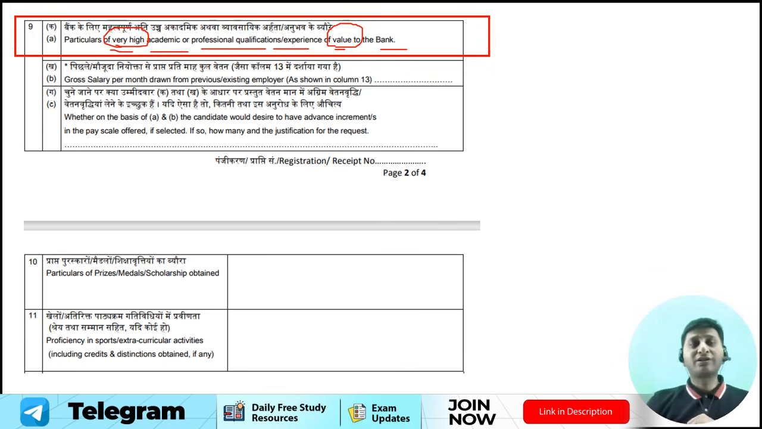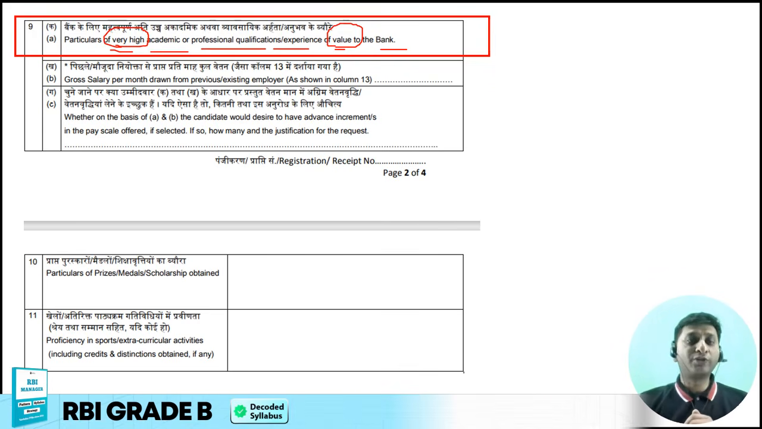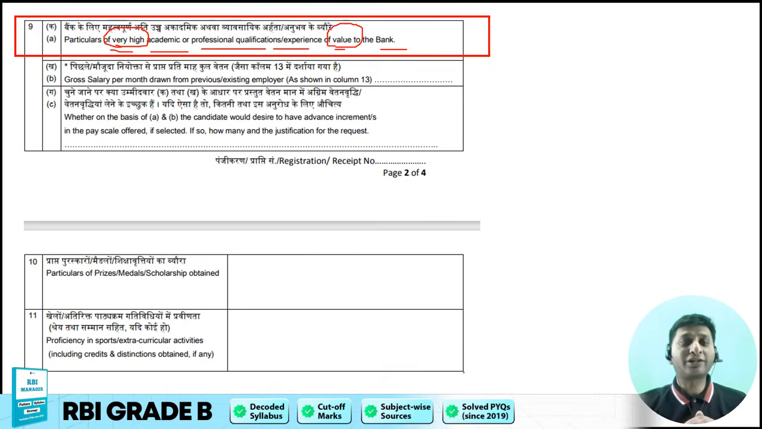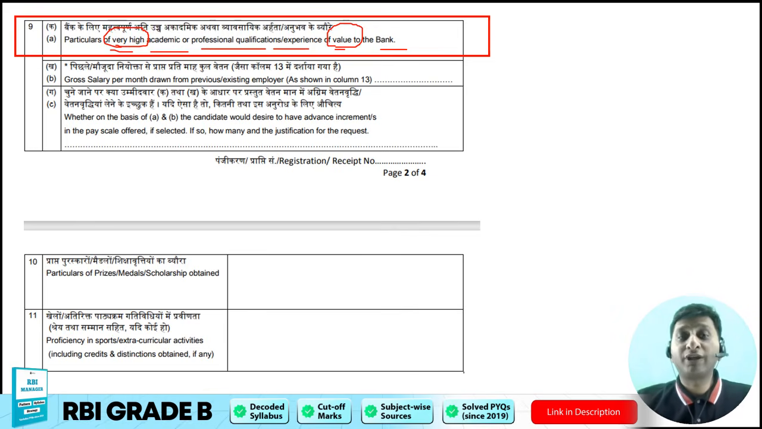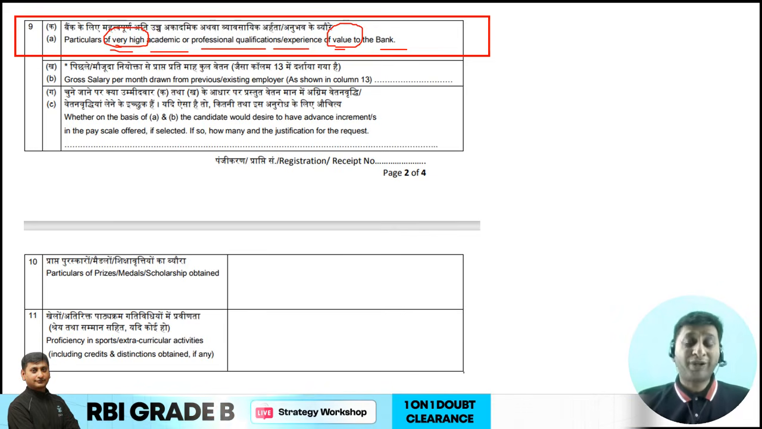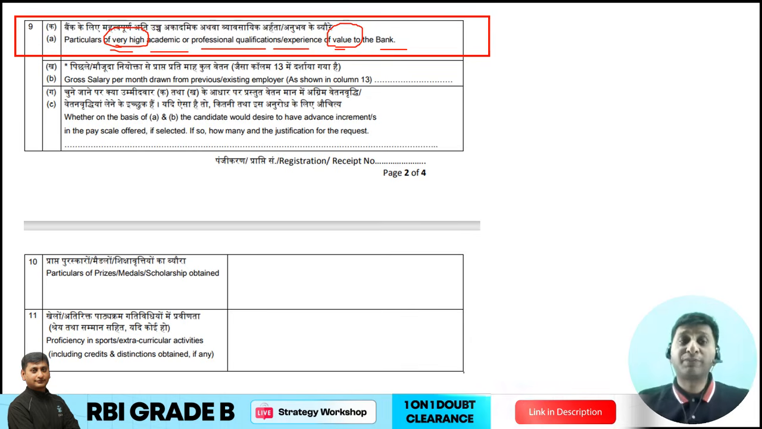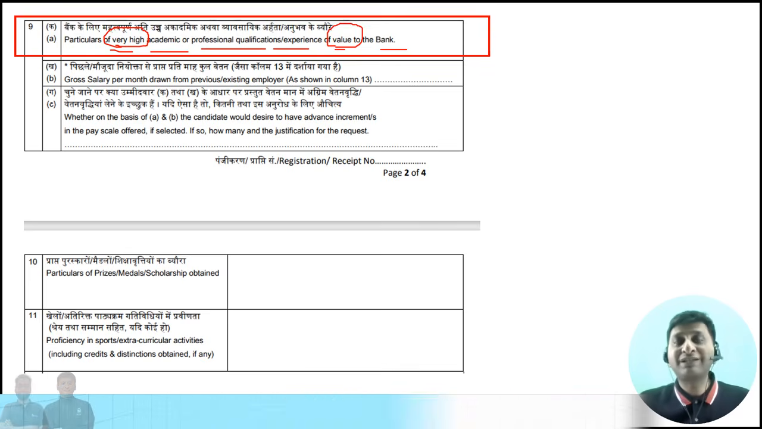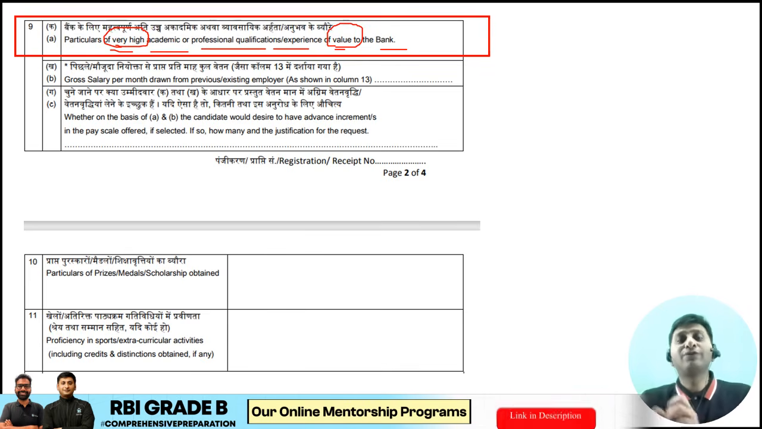So here you cannot just mention that I did a course on Udemy or Coursera for 13 hours where I learned this. No, very high academic or professional qualification slash experience. So it means something which is your expertise area. Either you have academic qualification or you have experience in that, which can also provide value to the bank.